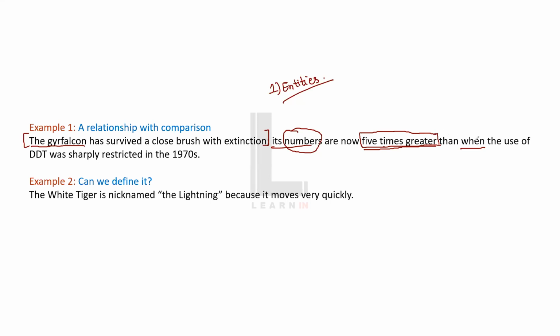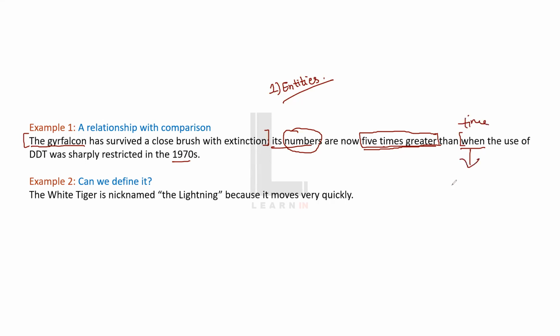Now, the last thing: when the use of DDT was sharply restricted in 1970, does the second entity look correct? No, it doesn't. Why wouldn't it be correct? It starts with "when". What do you think "when" represents? Yes, it represents time.